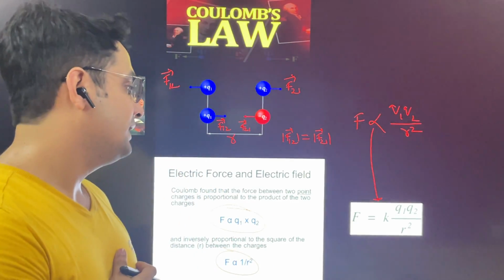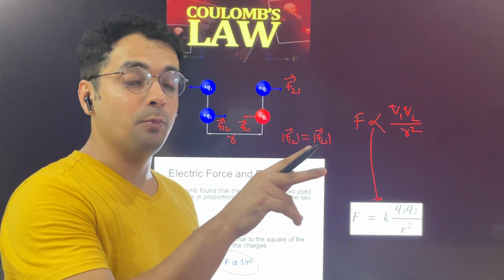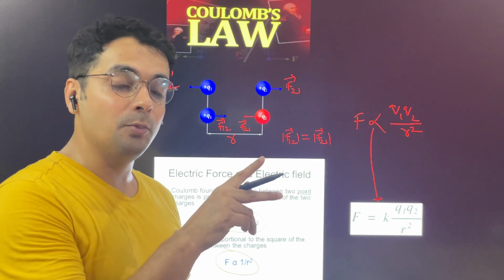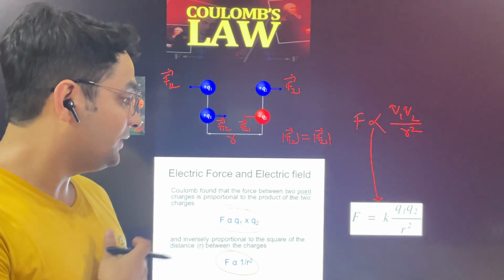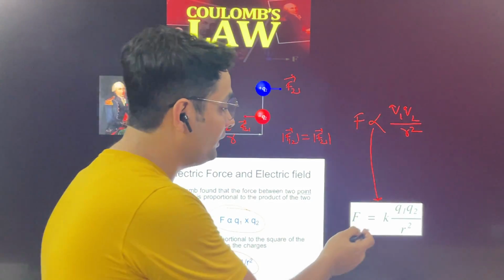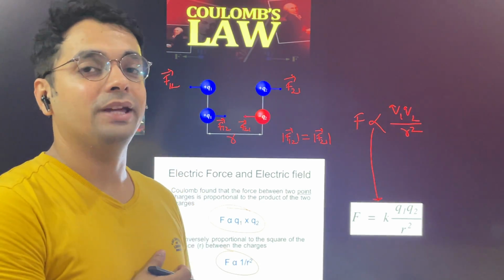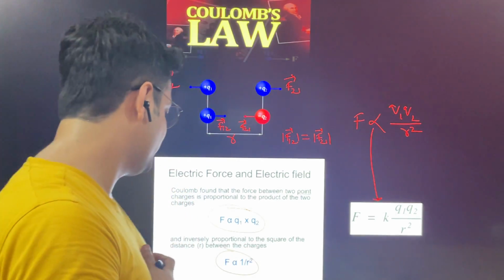But there you are taking the mass of two point objects. Here you are taking charge on two point objects. There the constant is capital G, and here the constant is K, and this K is known as Coulomb's constant. We will discuss this Coulomb's constant.